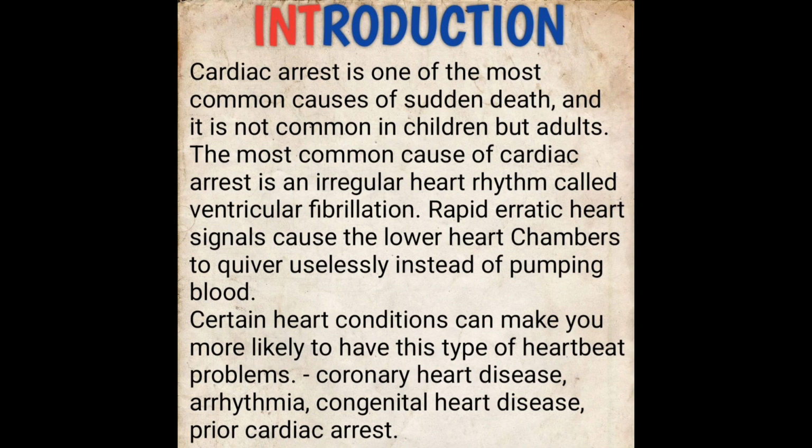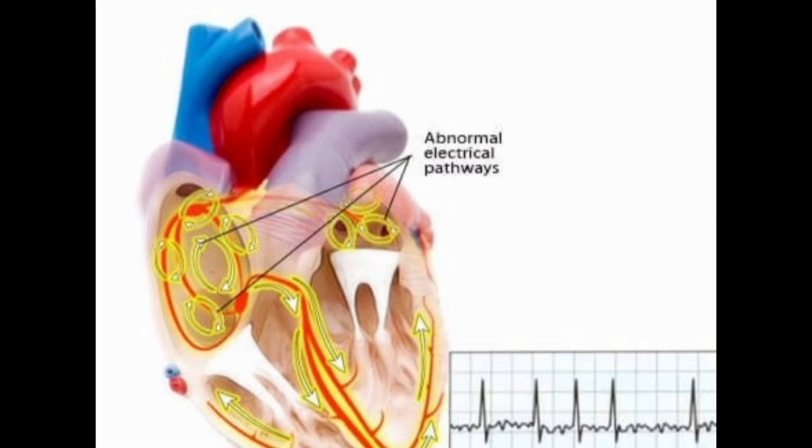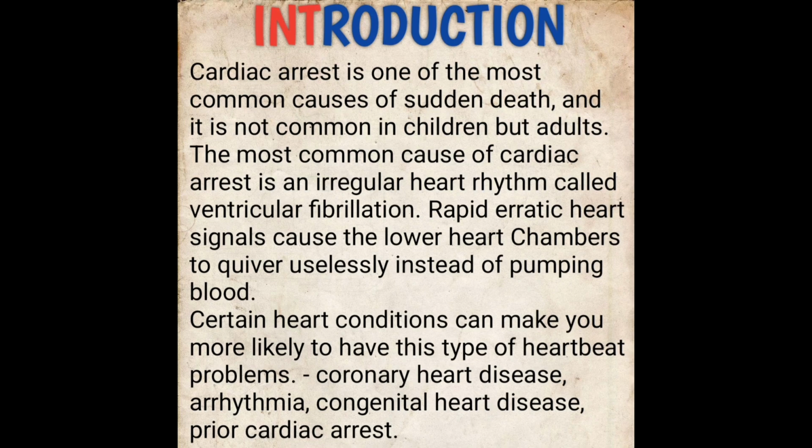The introduction. Cardiac arrest is one of the most common causes of sudden death, and it is not common in children but in adults. You find anyway that some young adults, 24, 25, though not very common, could have sudden cardiac arrest. The most common cause of cardiac arrest is an irregular heart rhythm called ventricular fibrillation or tachycardia. A rapid, erratic heart signal causes the lower heart chambers to quiver uselessly instead of pumping blood. Certain heart conditions can make you more likely to have this type of heartbeat problem. Examples are coronary heart disease, which is very common, commonly associated with arrhythmia, congenital heart disease, and cardiac arrest. There are other underlying conditions that are not the heart, but nevertheless, for now, let's accept this.